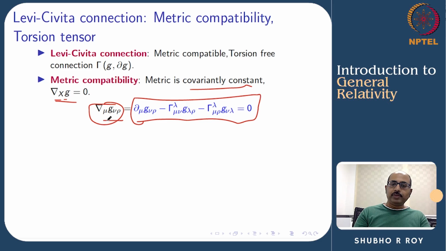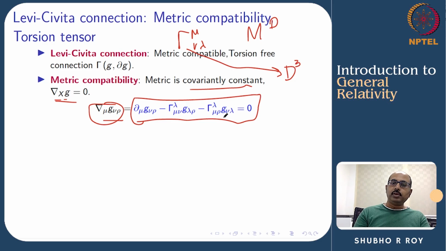Okay, so how many such conditions are there? Let me start with the total number of components of a connection. Remember, the connection has 3 indices, and let's say we are in a manifold of dimension d. The number of space-time dimensions is d. Then each of these 3 indices, mu, nu, and lambda, can take d different values. So the total number of components of this gamma is d cubed.